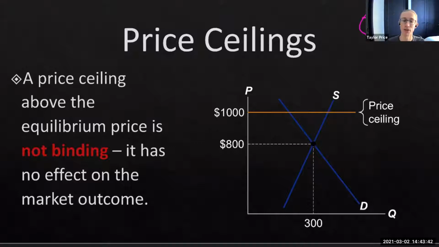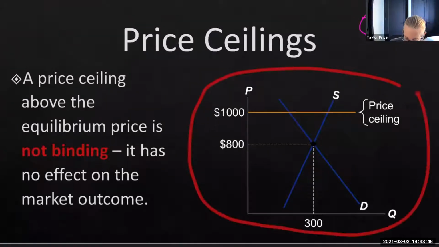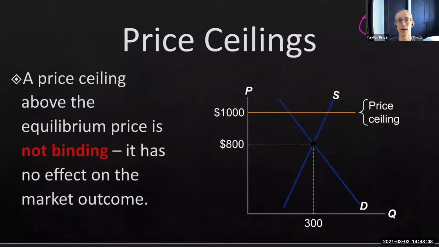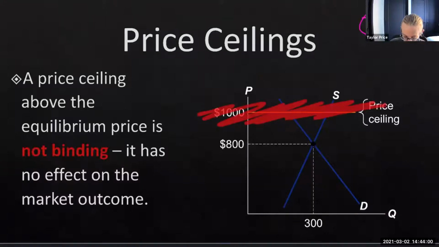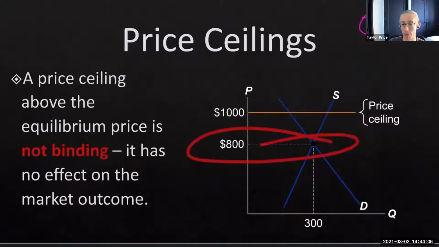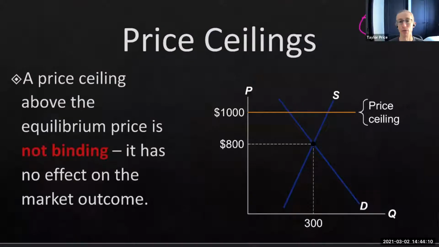So hypothetically on an exam, I could give you this graph and ask, does the price ceiling here impact the equilibrium price in the market? And you would just say no, because this $1,000 is above the equilibrium price, there's no impact to the equilibrium of $800. So that would be an example of a question you could be asked.